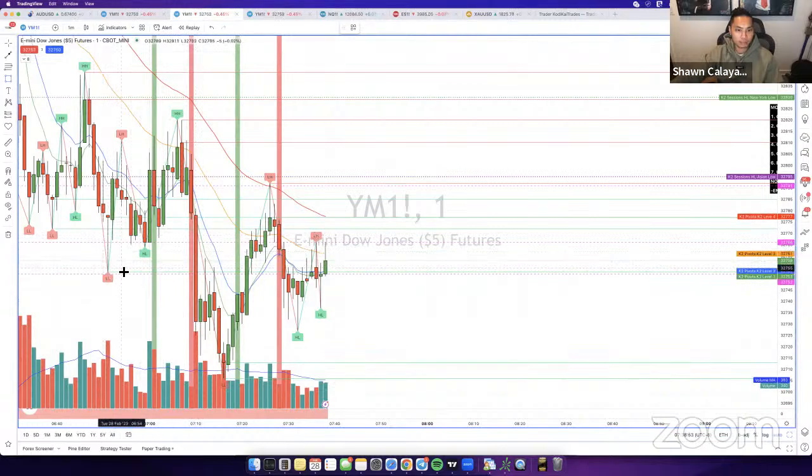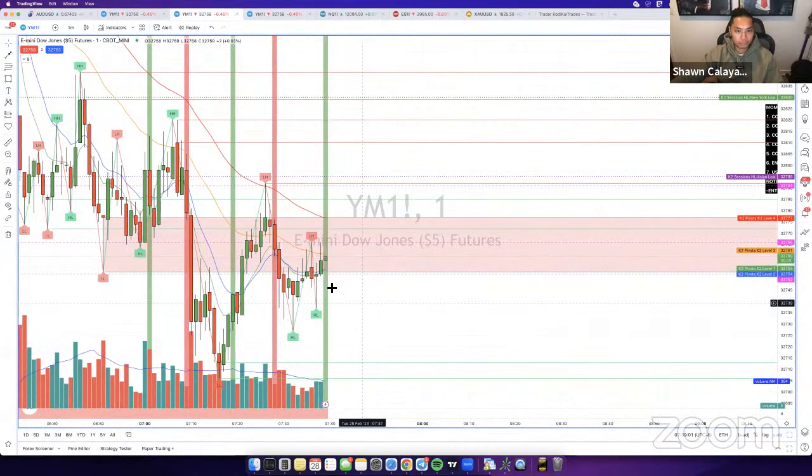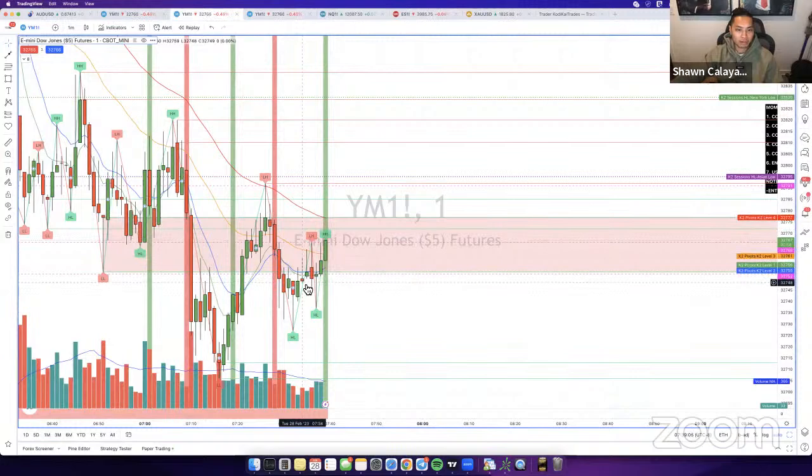Actually, there's no entries here yet. Or there might have been one right here. Let me see. Okay, so no. I was looking at this hammer right here. I was thinking if this would be an entry, but I don't think it would be, because it's just the way it looks, right? The wick on the bottom is basically the same size as the body.